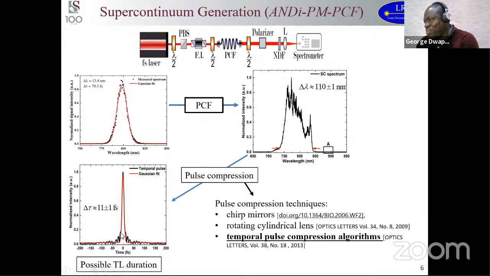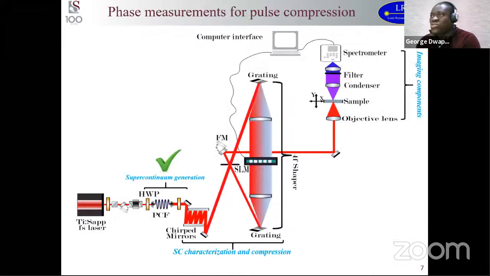The different techniques that people have used in compressing pulses: some use just chirp mirrors, some use rotating cylinders, and some use the temporal pulse compression algorithm, which is what we also focus on. So we have seen how we generate the supercontinuum, and then how do we do pulse characterization and compression? We do have chirp mirrors, which reduce the second order dispersion, so it takes a lot of pressure off the SLM.